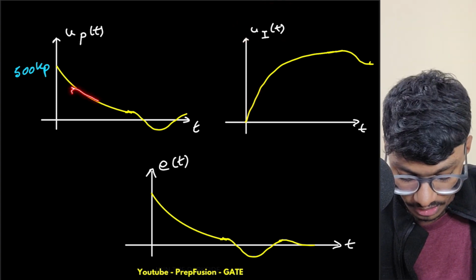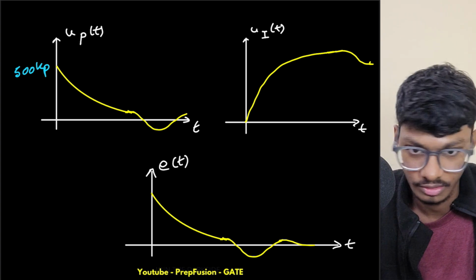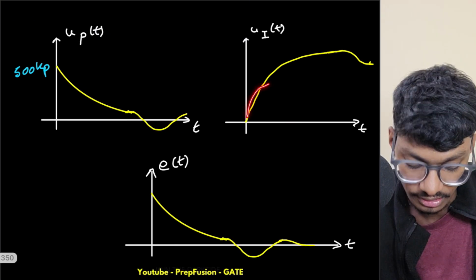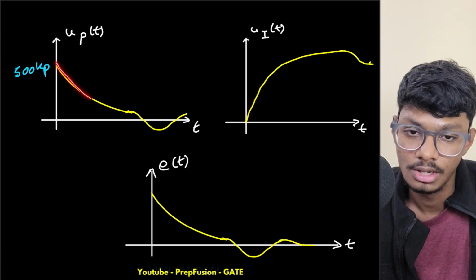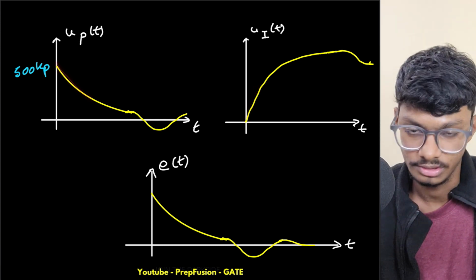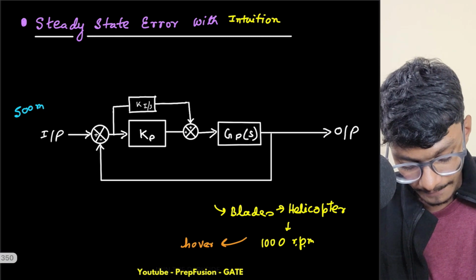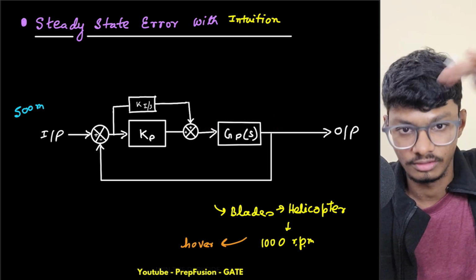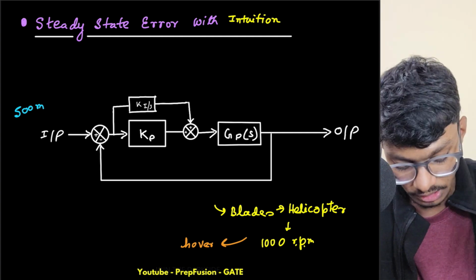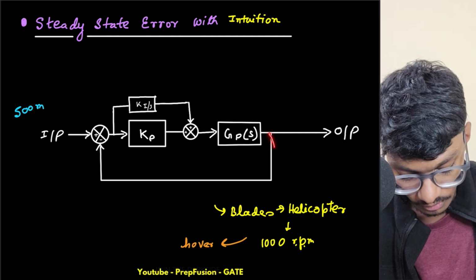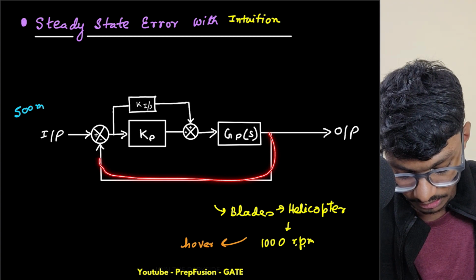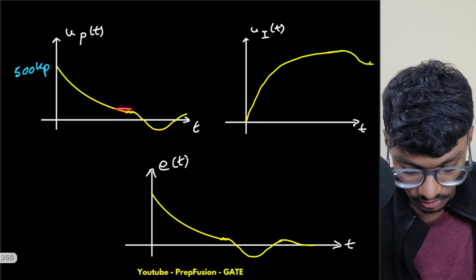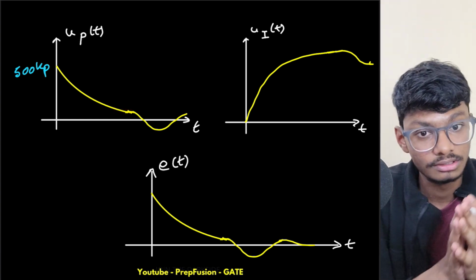So what will happen, this will keep on going, reducing, because as this is increasing, this integrator output is also increasing, this proportional controller output is also increasing. Hence this input is increasing, so this will go higher and higher. Then as this increases, the error signal reduces.